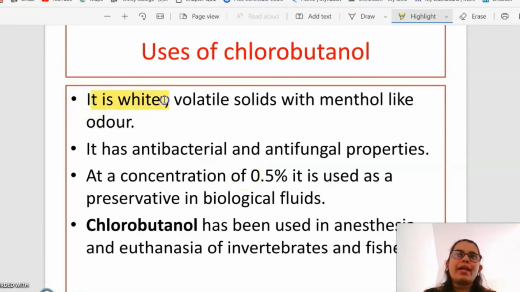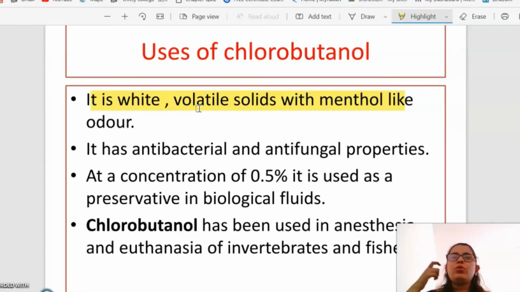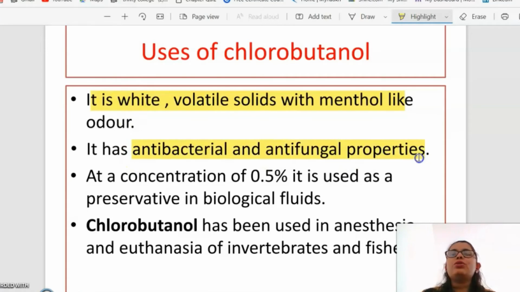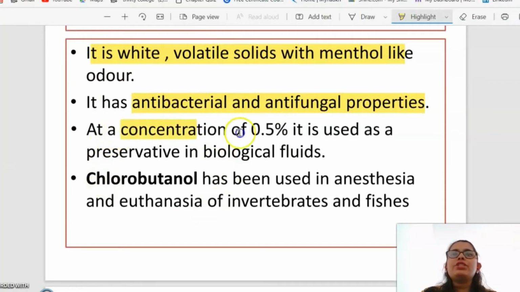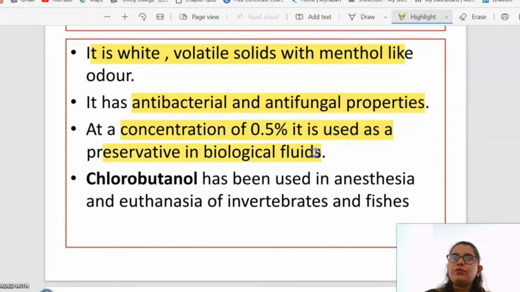Chlorobutanol is a white volatile solid with a menthol-like odor. You know menthol, right? So the smell is the same as menthol. It has antibacterial and antifungal properties, the same properties that menthol has. Then at a concentration of 0.5%, it is used as a preservative in biological fluids.